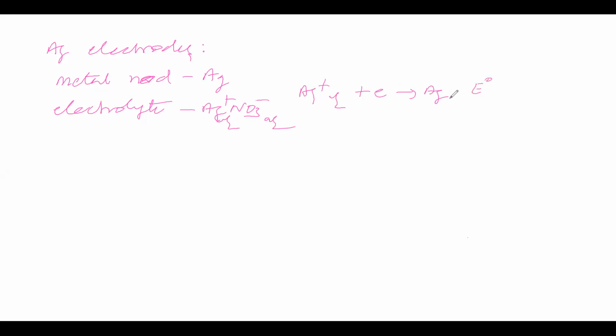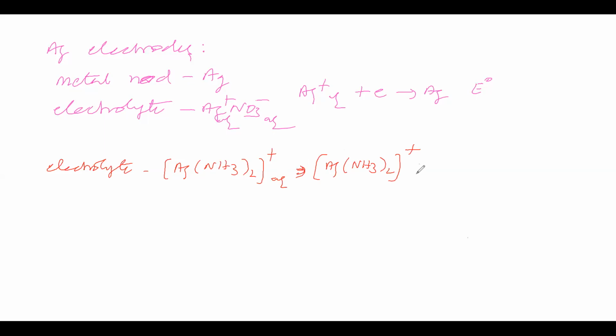Next, we will take another type. Now, what is the electrolyte? Suppose a complex. Now, what is the electrode reaction in the complex? In the complex, the central metal is Ag, having plus 1 oxidation number. This Ag plus 1 takes an electron and becomes Ag, and ammonia goes to solution.